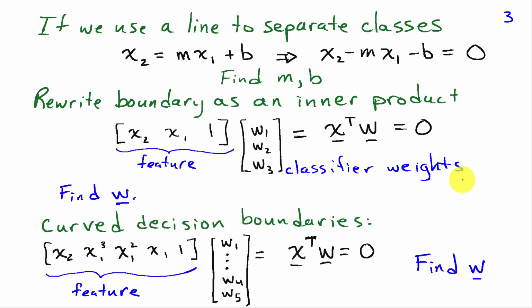Now we did this for the case of a decision boundary that was a line, but you can do this with curved decision boundaries by generalizing the definition of the feature. For example, we could have a cubic shaped decision boundary if I include x1 cubed, x1 squared, x1, and 1 as part of the feature vector. And that gives us additional parameters in those classifier weights that need to be identified in order to determine what the boundary is. But still, this general form of the inner product of the feature with a set of weights equal to 0 is going to give us a decision boundary.